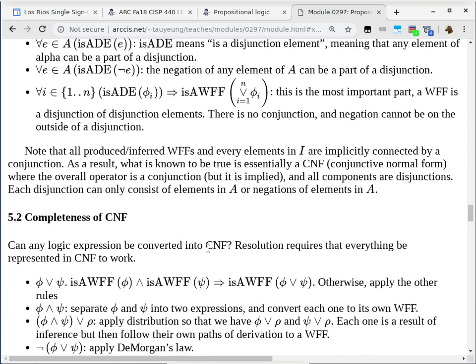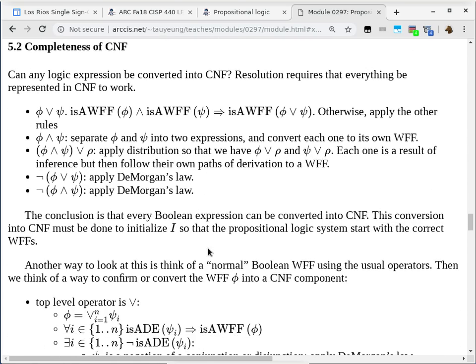So now we have to look into the quote-unquote completeness of conjunctive normal form, which is CNF. So what that means is, can I look at any logical Boolean expression and convert it into a conjunction of those disjunctions? Okay, so that statement by itself is a little bit confusing, right? So I'll give you an example. There are a few examples down here.